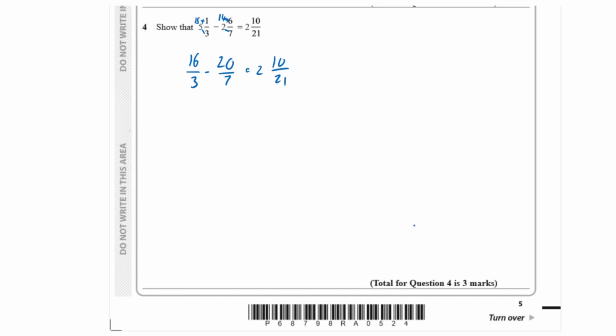Since 3 and 7 are not the same denominator, we cannot subtract it like this. We have to find the LCM first. The LCM of 3 and 7 is 21. Now, we still have to convert the fractions.